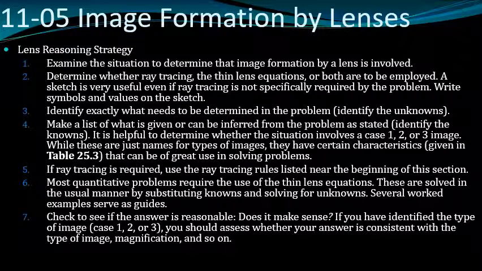If it's ray tracing, step 5, use the rules. Step 6, most quantitative problems require the use of the thin lens equation. These are solved in the usual manner as before by plugging in knowns, solving for the unknowns. And step 7, make sure it's reasonable. Does it make sense? Does it fit the type of image from our examples that we just did with the ray tracing?